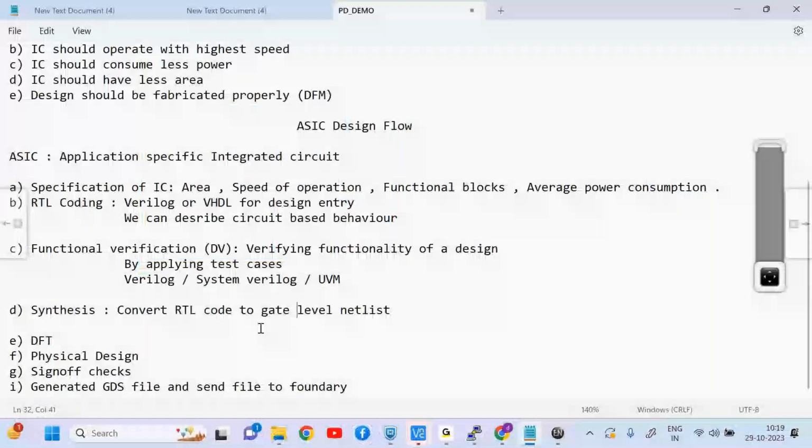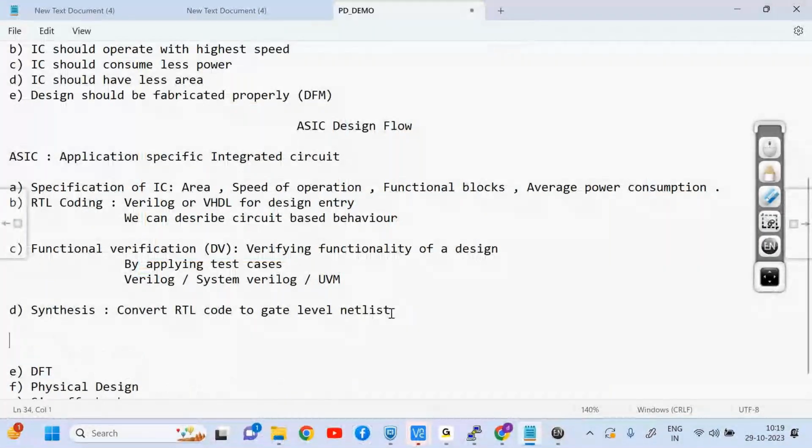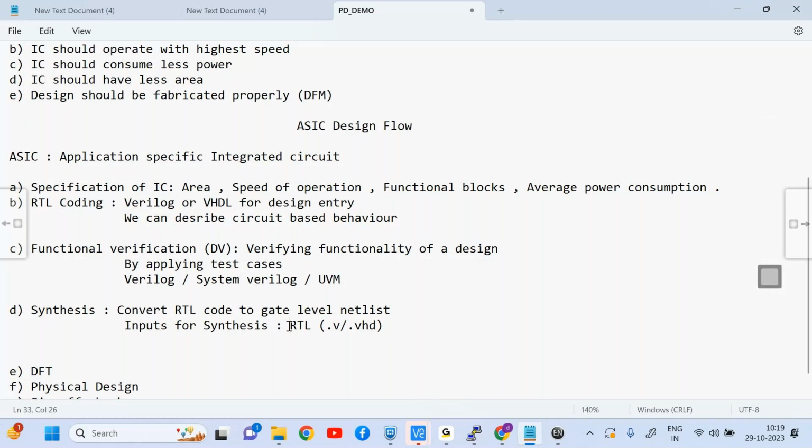So for synthesis, what are the inputs to do synthesis? Yes, one of the inputs is RTL. This RTL coding is in Verilog form, that is .v, which means it is a Verilog program, or VHDL, .vhd. One of the inputs is RTL.